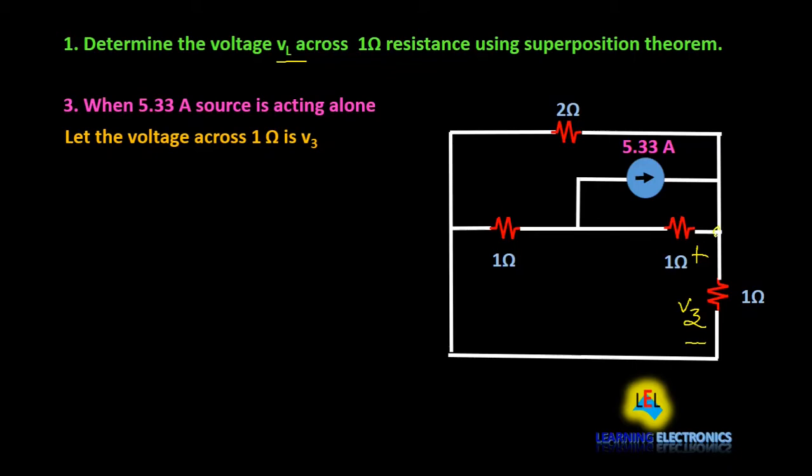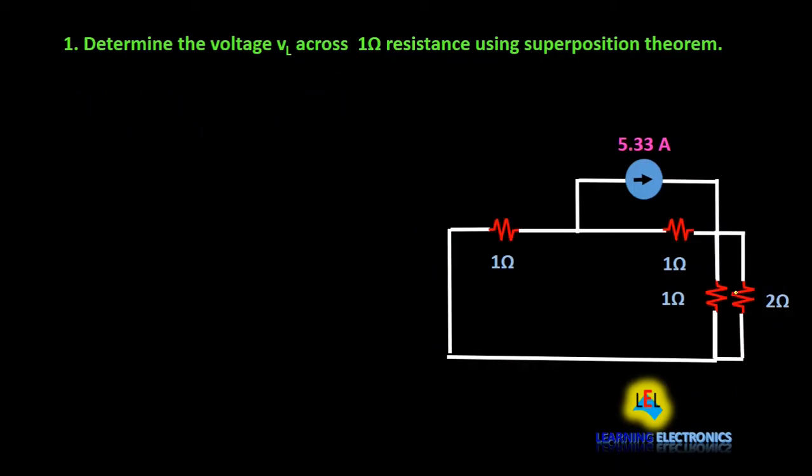Now let this be node number 1 and let this be node number 2. This is also node number 2 because no drop is there between these nodes. This is also node number 2 because no drop is there. So that means this 2 ohm resistance connected between node number 1 and 2 can be shifted between this node number 1 and 2, parallel to this 1 ohm resistance like this.